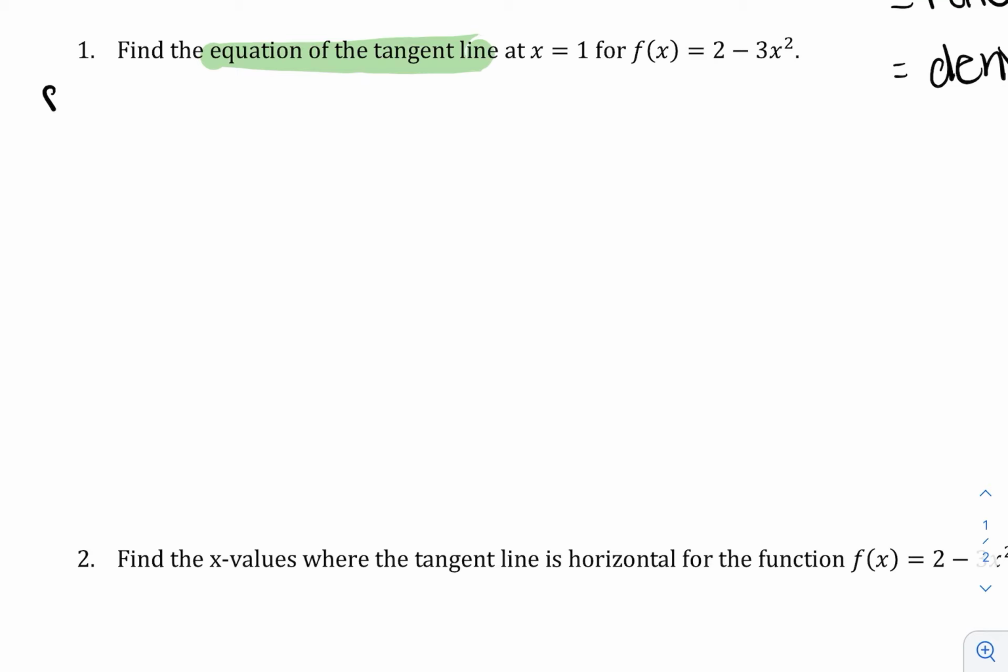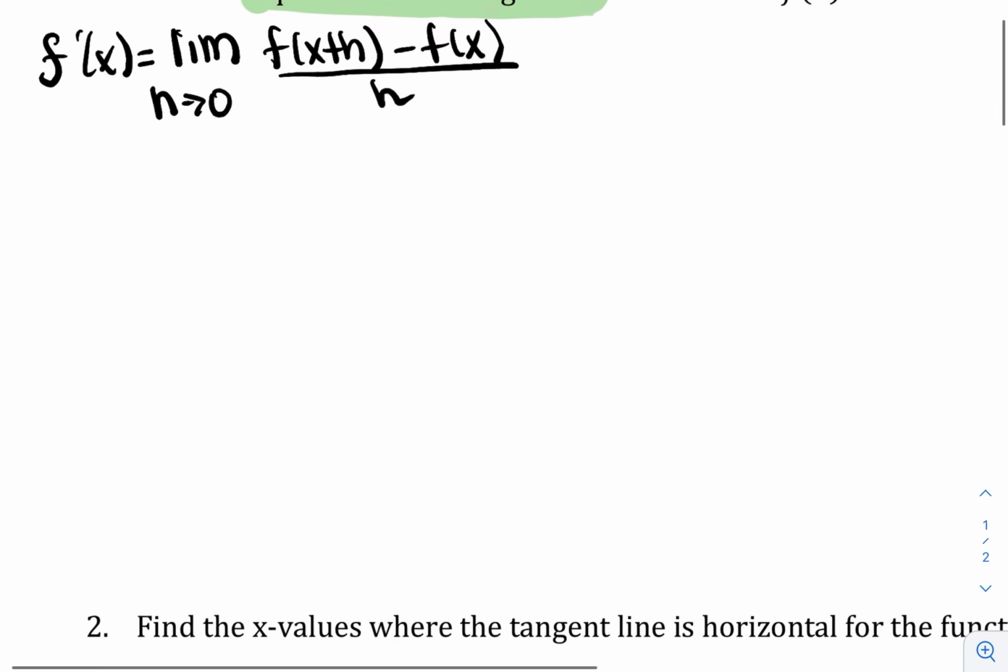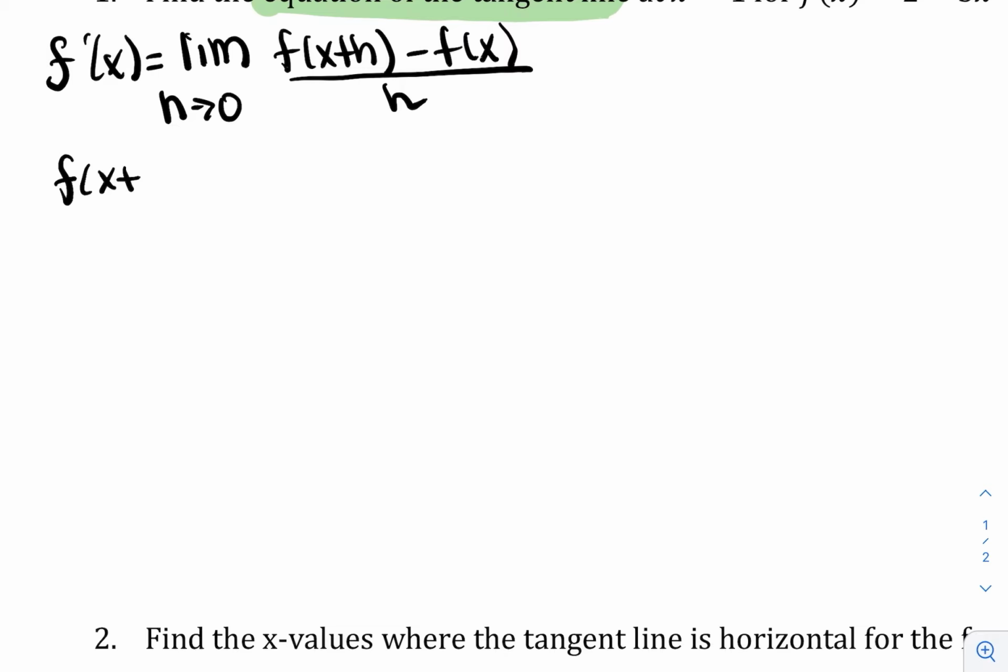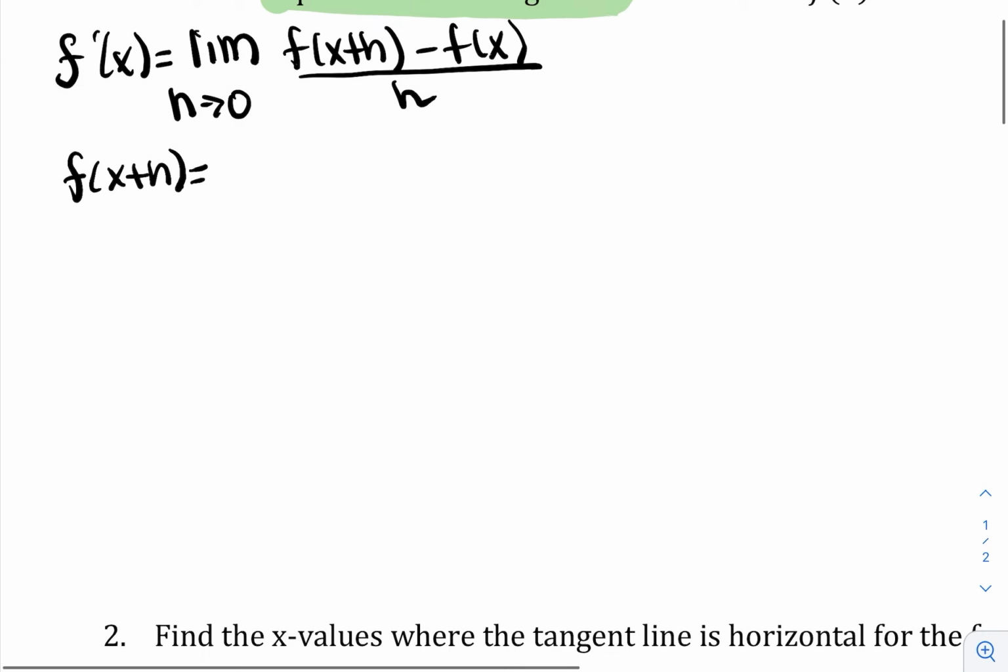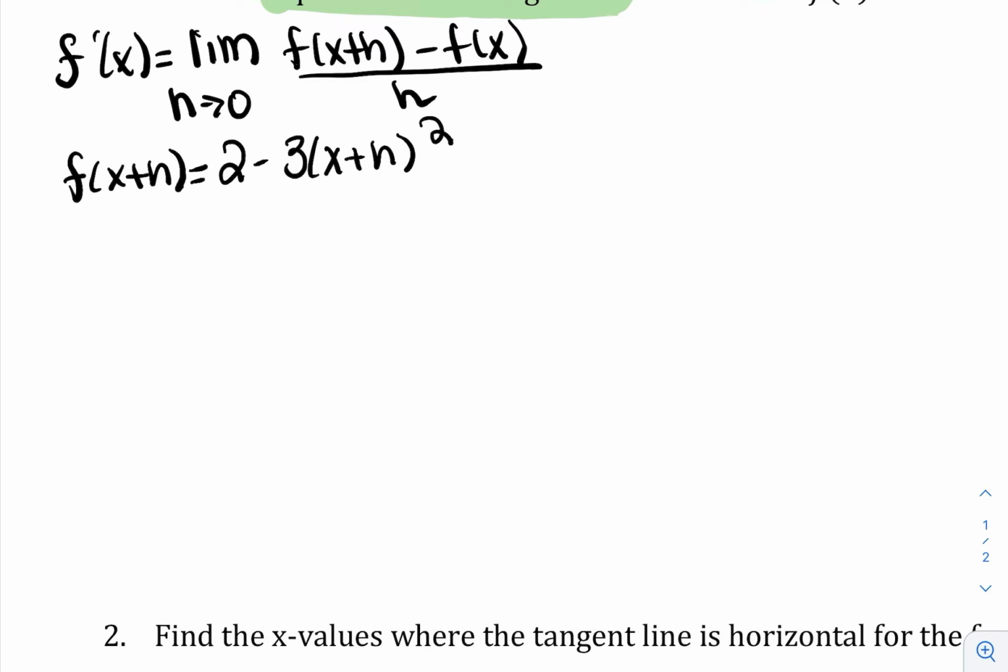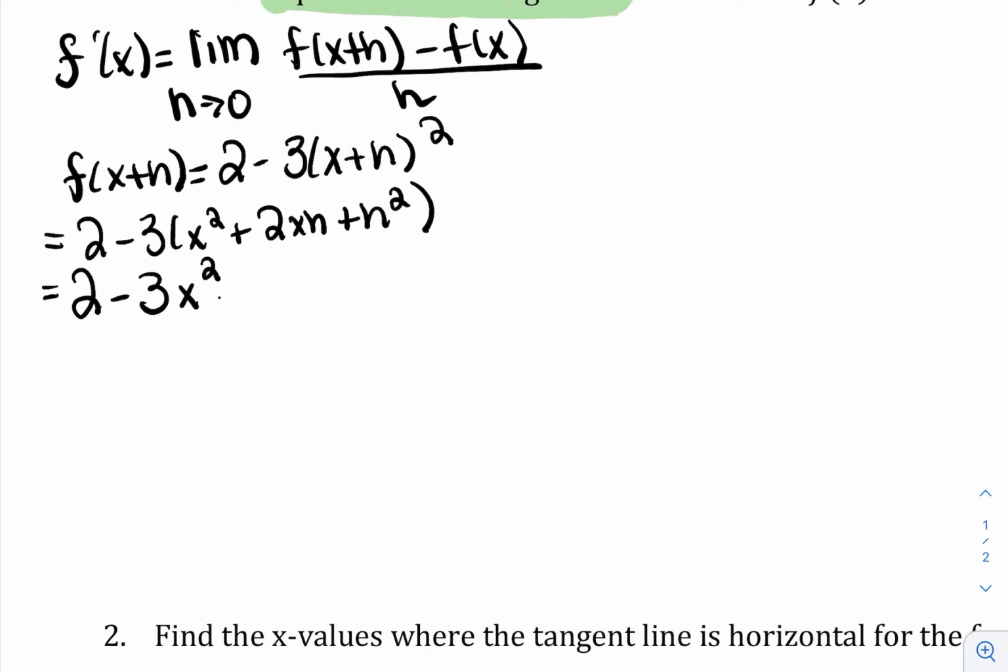So here we have, let's write the formula. f prime of x is equal to the limit as h goes to 0 of f of x plus h minus f of x over h. Now, just like I did in the last video, I'm going to find f of x plus h first. It's going to be 2 minus 3 times x plus h squared. So I'm going to FOIL out x plus h, which is going to give me x squared plus 2xh plus h squared. And I'm going to distribute the 3. And again, be careful here because you're distributing a negative 3.